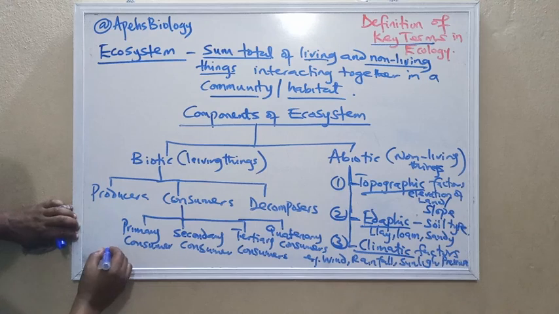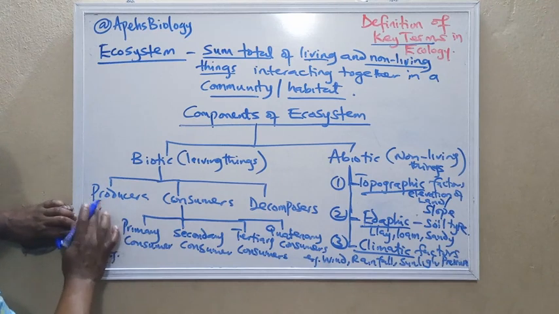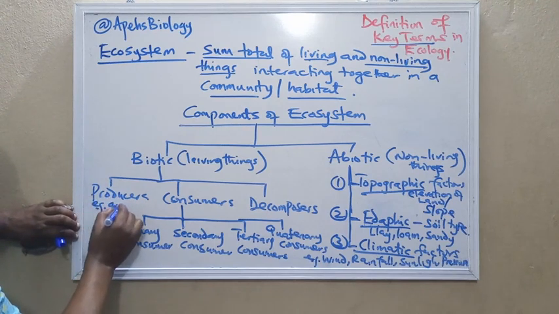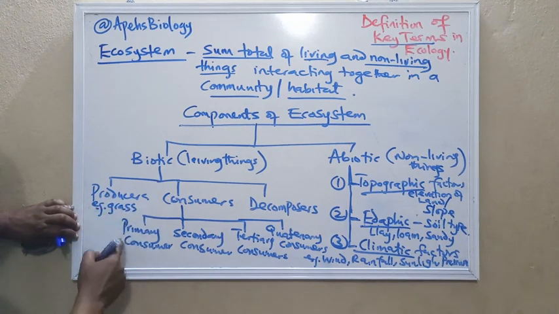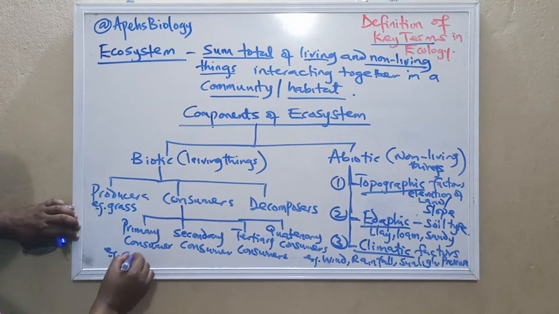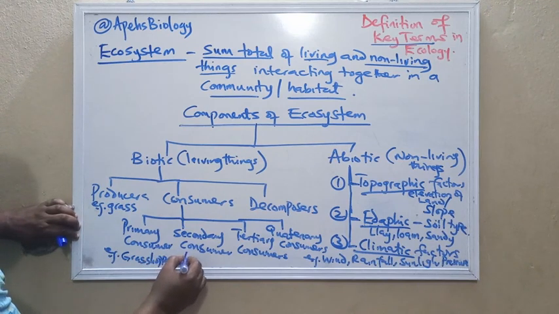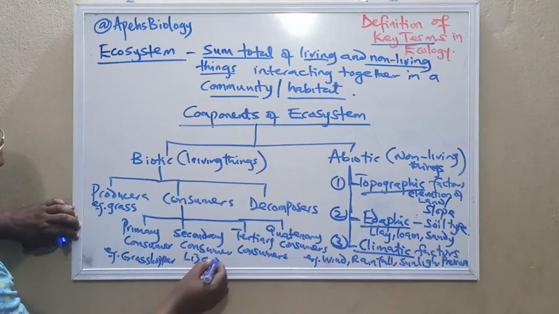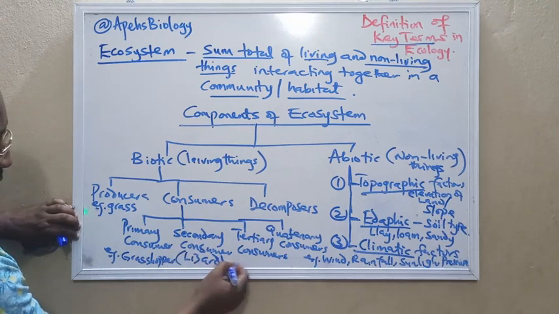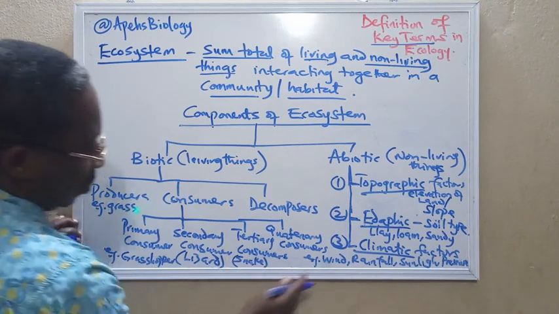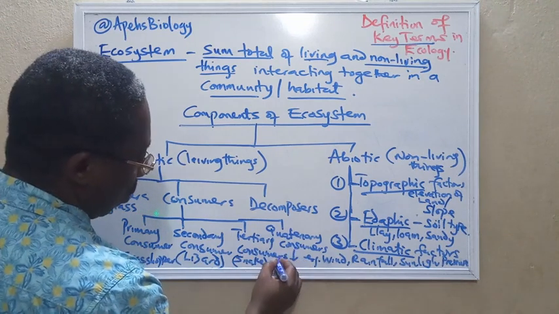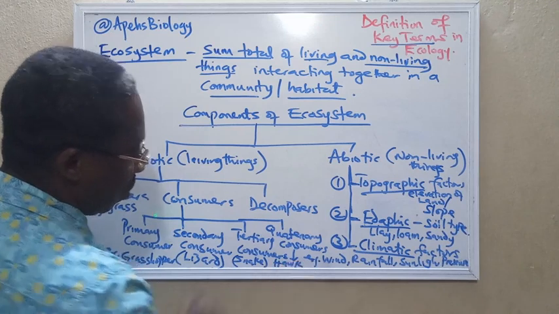Producers can be green grass, or just say grasses. Your primary consumer here can be a grasshopper. A secondary consumer can be a lizard, which eats the grasshopper. A tertiary consumer can be something like a snake, and the quaternary consumer can be something like a hawk.